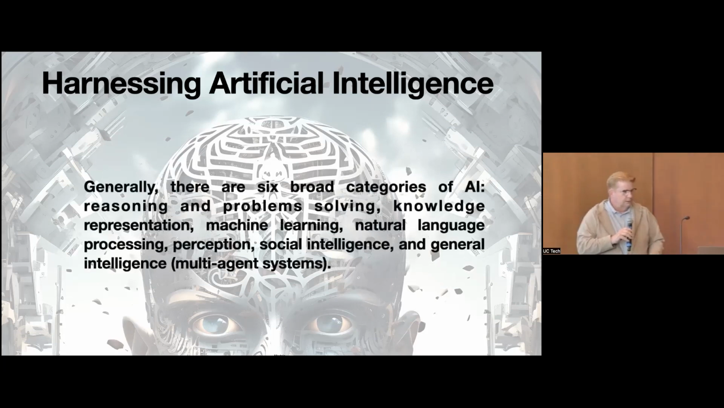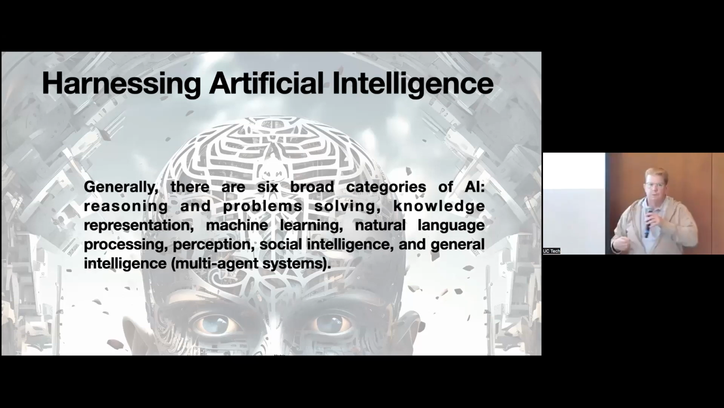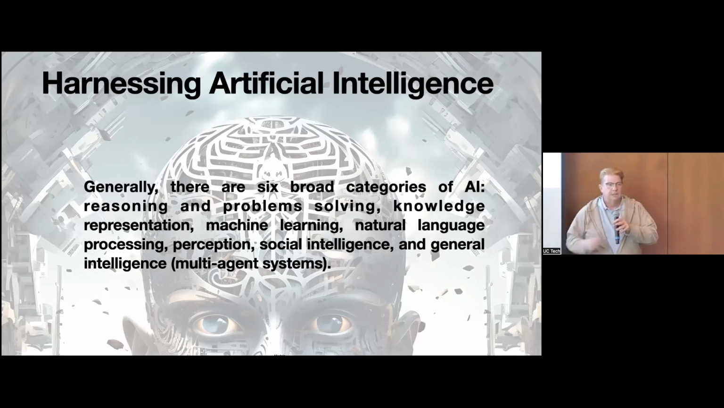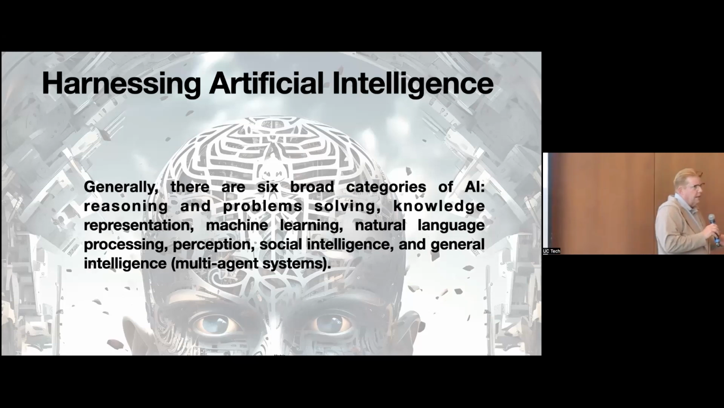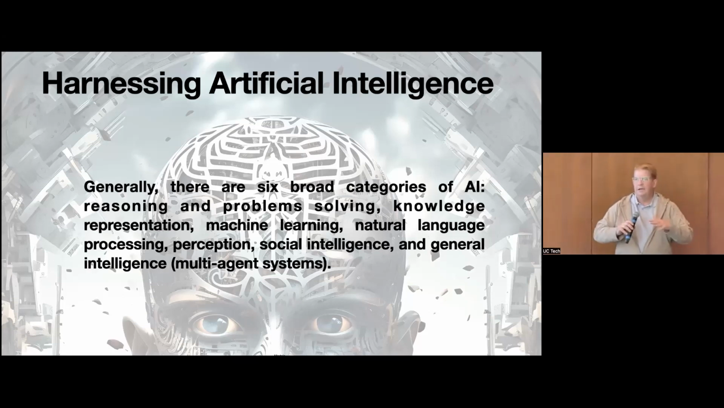Now, there are 6 broad categories of AI: reasoning and problem solving, knowledge representation, machine learning, natural language processing, perception, social intelligence, and general intelligence. General intelligence is the one we're really encountering more and more often. And when you use something like ChatGPT, what you're really doing is tapping into almost all of these other areas of AI that are packaged together and then abstracted by a user interface.